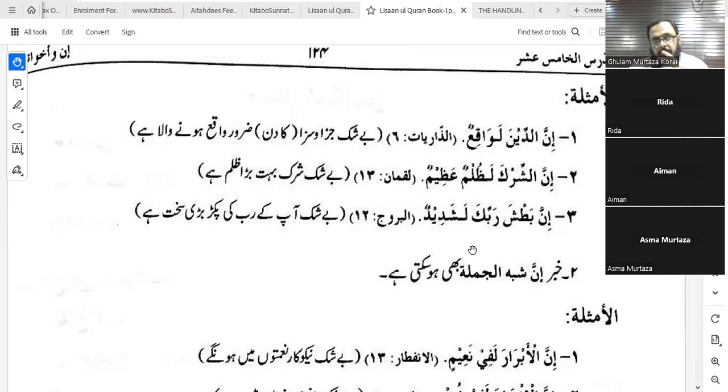Lam tawkid, as the brother said, in the khabar of inna. Yes, lam entered the khabar of inna. Okay. The last one, who is going to read the last one? إن بطش ربك لشديد. Okay. Again, the lam is connected to the khabar. Yes, lam has come in between the sentence for emphasis.